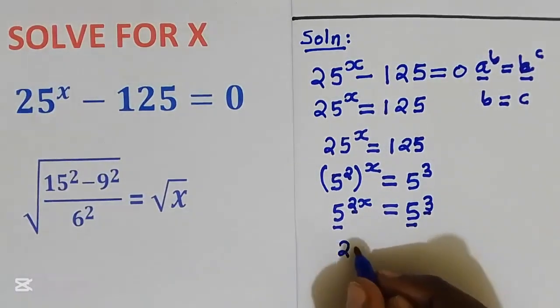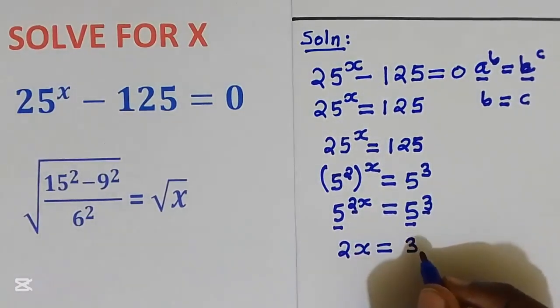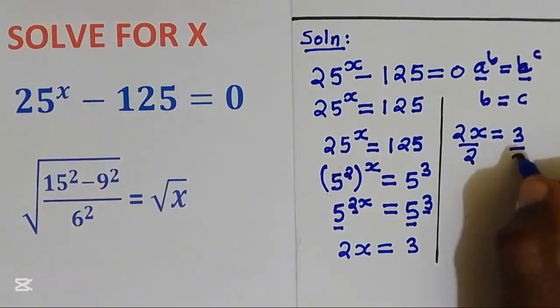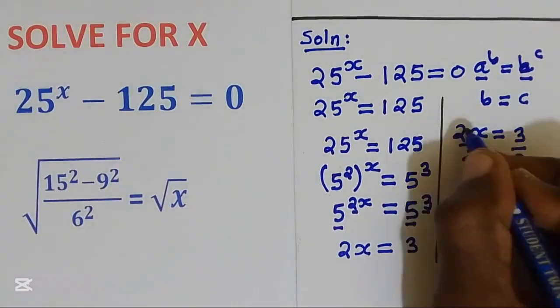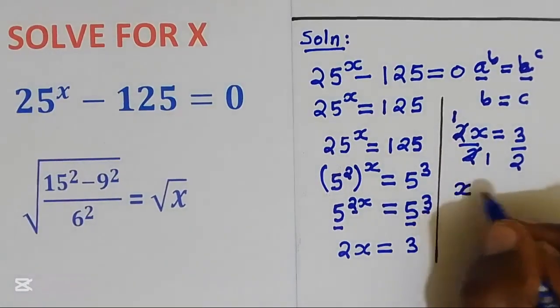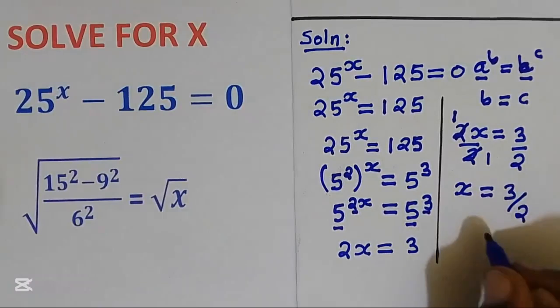Now 2x is equal to 3. I'm going to divide by 2, and here I'm going to divide by 2. By 2, 1 by 2, we get 1. We get x equal to 3 over 2.